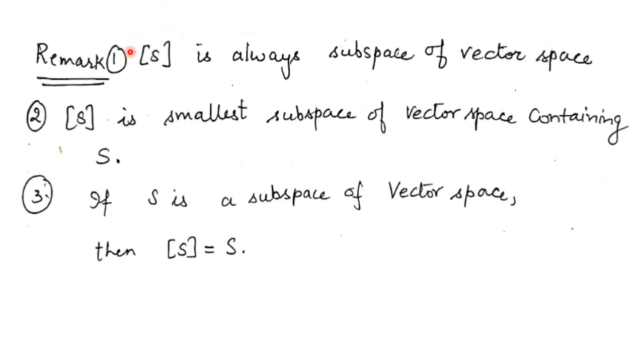Span of S is always a subspace of the vector space. Now why is it a subspace? What are the conditions for a subspace? There are two conditions to check. The first, the set should be closed under vector addition, and the second is scalar multiplication, right? So now just see, span of S is what set? It is the set of linear combinations of the elements of S, right?